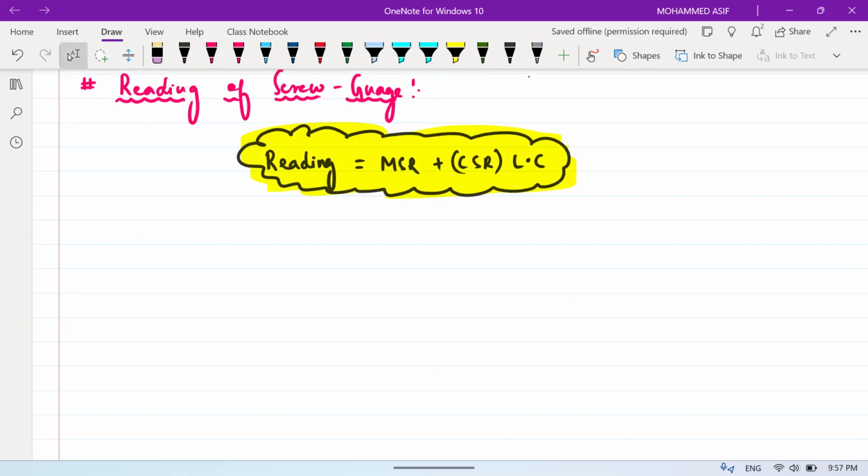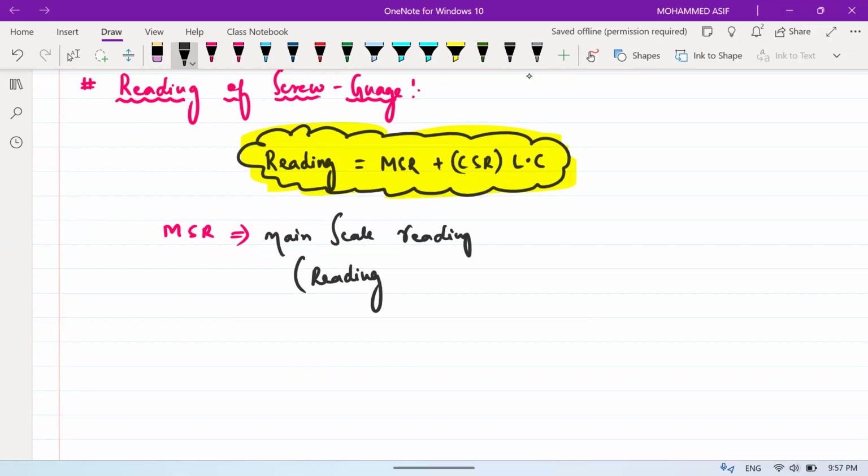Now let me write what you mean by MSR. MSR is nothing but main scale reading. Where do we take the main scale reading from? The reading which is visible on your main scale. Okay, the next one is CSR.